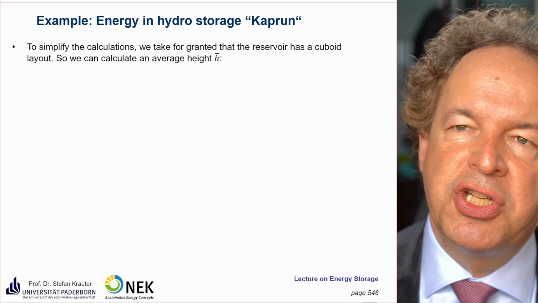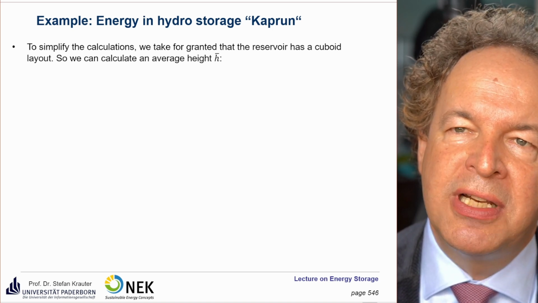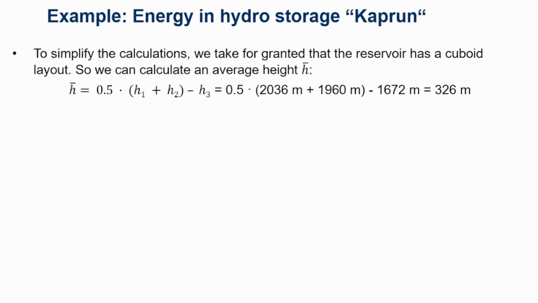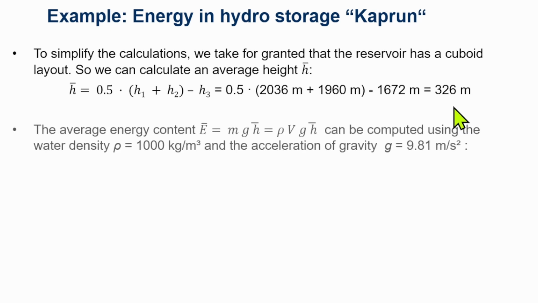To simplify the calculations, we take for granted that the reservoir has a cuboid layout, so we can calculate the average height, h dash. So we take the average, 0.5 times h1 plus h2, what we saw at the beginning, minus the outlet h3. So we have here 0.5 times 2036 meters plus 1960 meters, minus 1672 meters. So that's 326 meters.